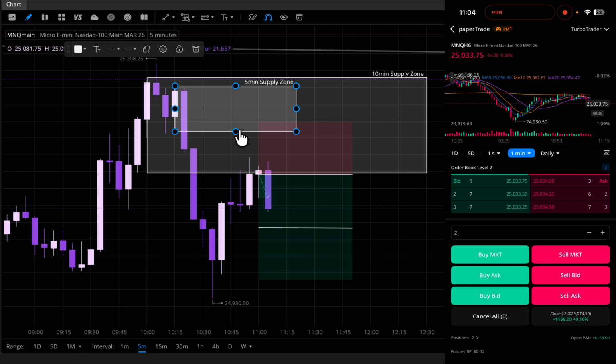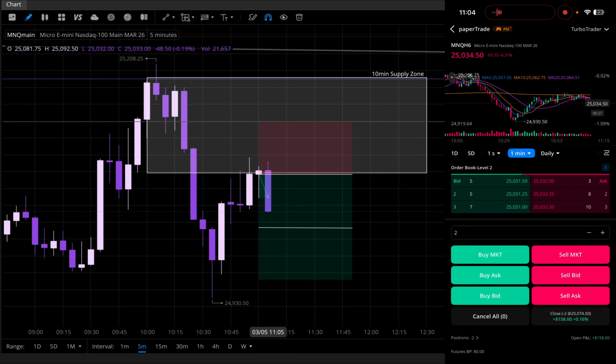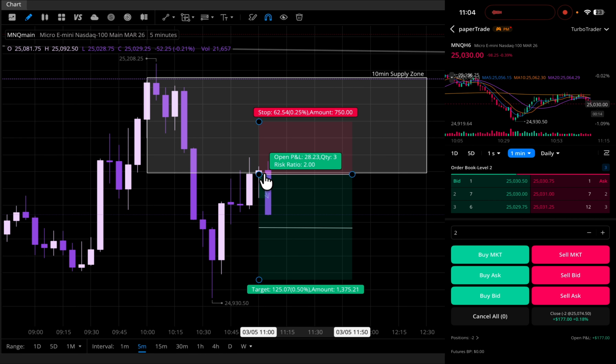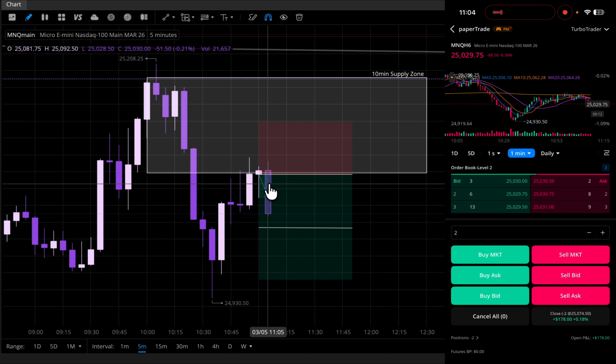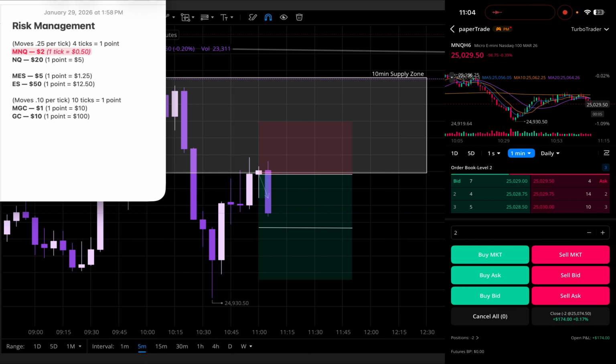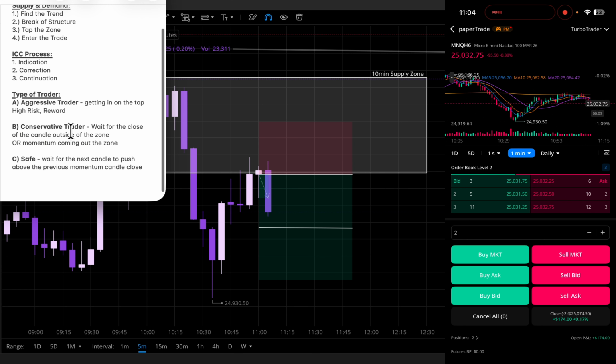So this 5-minute zone was no help today, but the 10-minute zone cooked up. We are on our way to TP1, y'all. I got in conservative, not on the candle close outside the zone, but with the push coming outside the zone, that is considered conservative. So I got in as a type B trader. Overall, I am a type B trader. I either wait for one or the other.